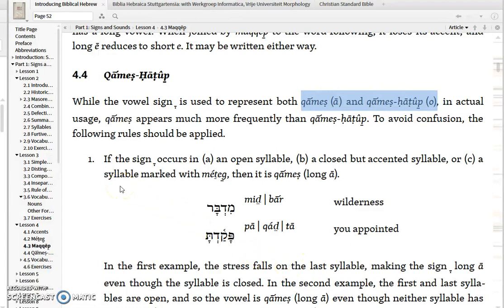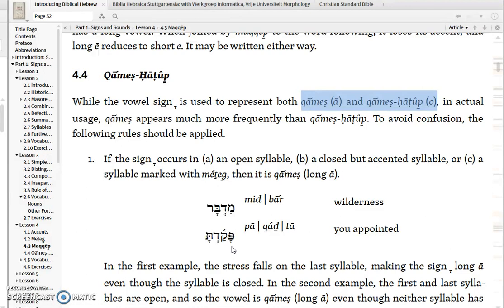The first rule is that if the sign, Kametz, occurs in an open syllable or a closed but accented syllable, or in a syllable marked by a metheg, it's going to be the long A Kametz. So here you have mid-bar. The accent is on the bar, and in an accented closed syllable, the vowel is going to be long. So that's long A. Here you have pakadta.